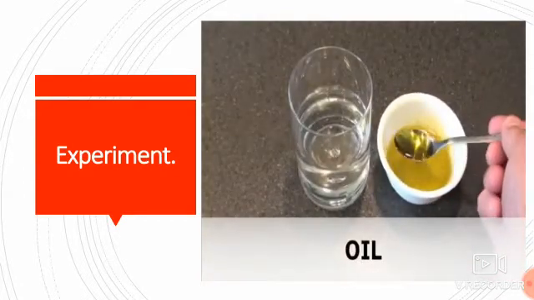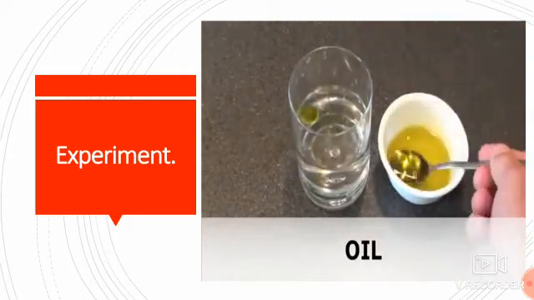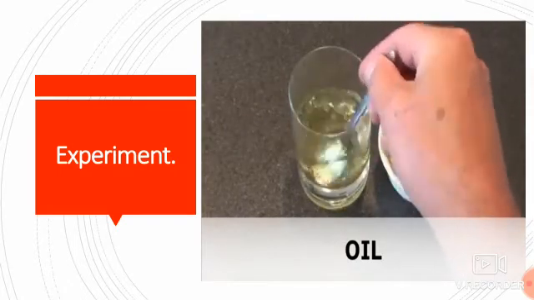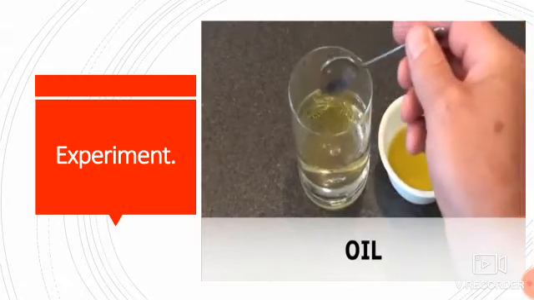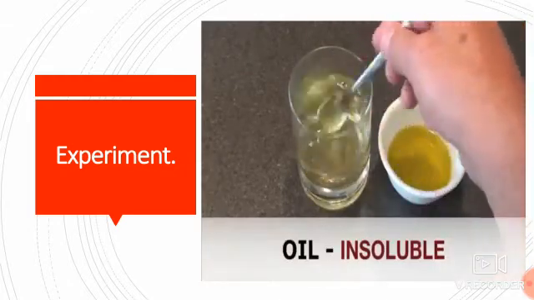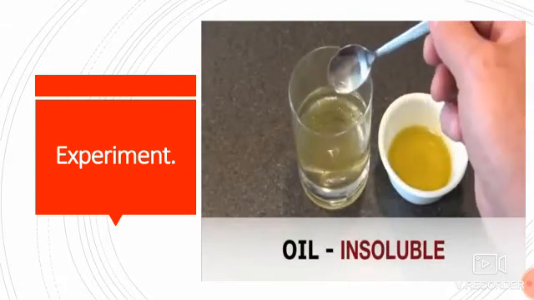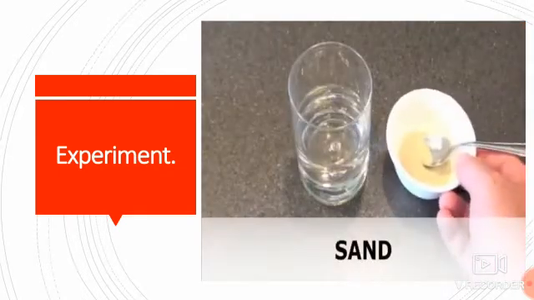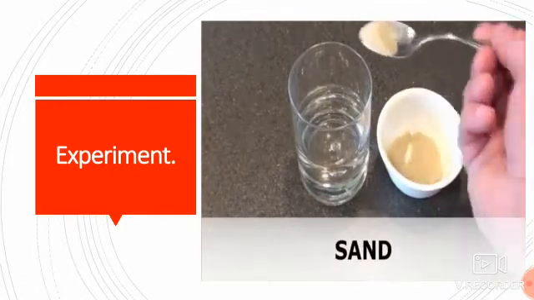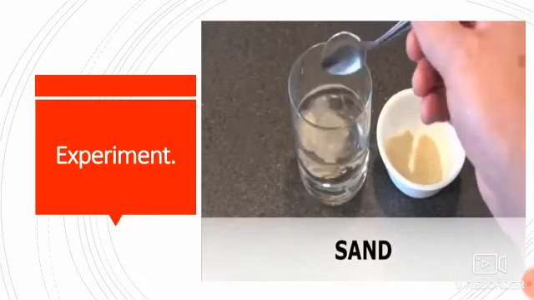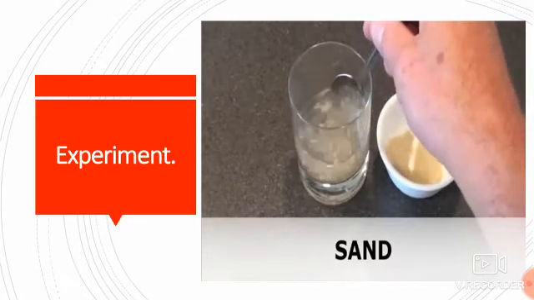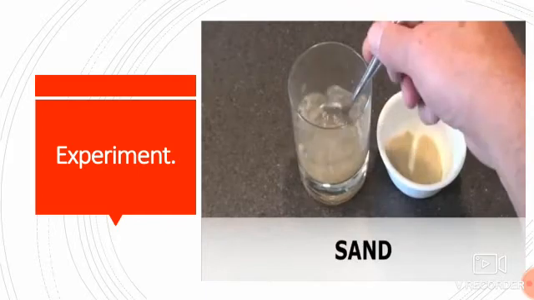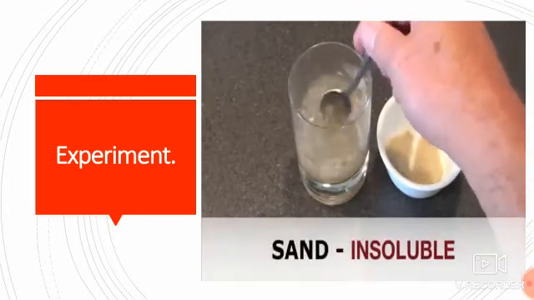Our next test is with oil. It just floats at the top of the water. It does not mix. So, oil is an insoluble substance. Okay, children? Next, we will take sand. Stir it in a glass of water. It does not dissolve in the water. So, it is an insoluble substance.